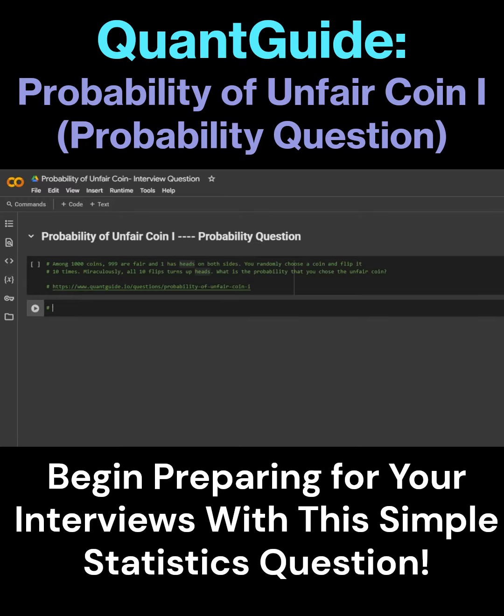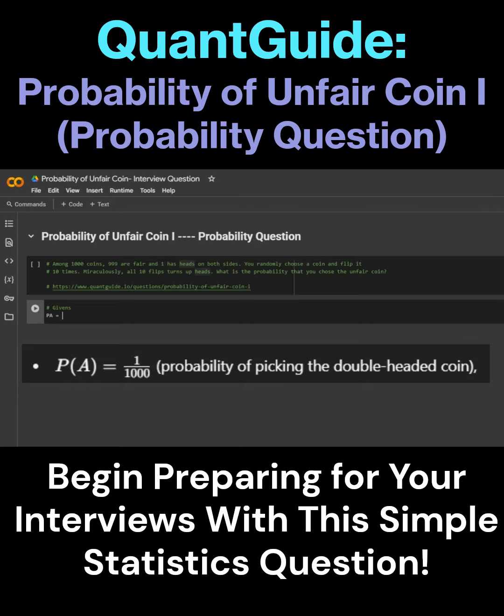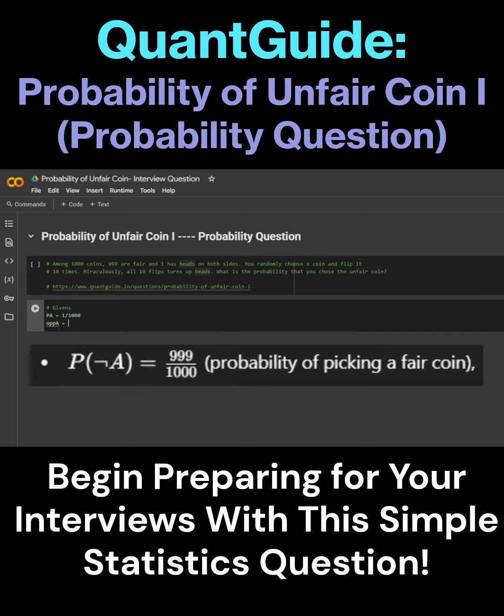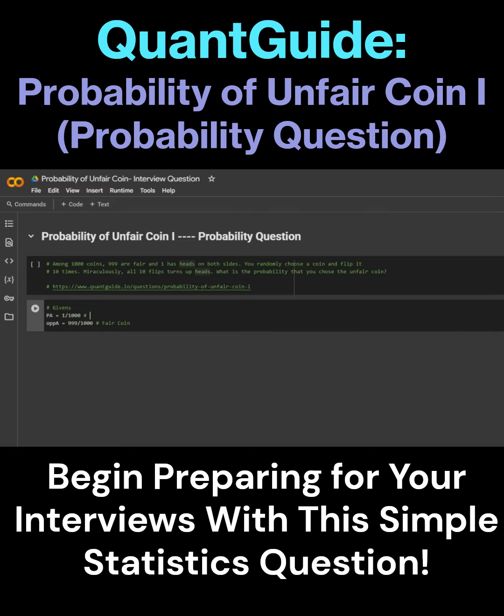Now, we can start off by listing out the givens. Here it's telling us that P of A, or the probability of choosing the unfair coin, is 1 out of 1,000. Yet the probability of choosing the opposite of A is going to be 999 out of 1,000, which is going to be the fair coin. I'll label both of these.